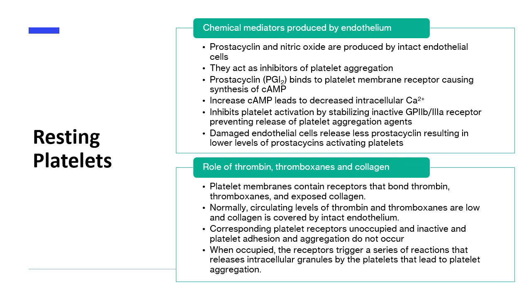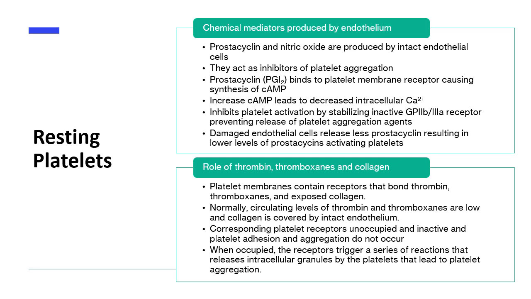Now, prostacyclin or PGI2 binds to a platelet membrane receptor, causing synthesis of cyclic AMP. Increased cyclic AMP leads to decreased intracellular calcium. This inhibits platelet activation by stabilizing the inactive GP2B3A receptor, preventing the release of platelet aggregation agents. Damaged endothelial cells release less prostacyclin, resulting in lower levels of prostacyclin inhibiting platelet activation.